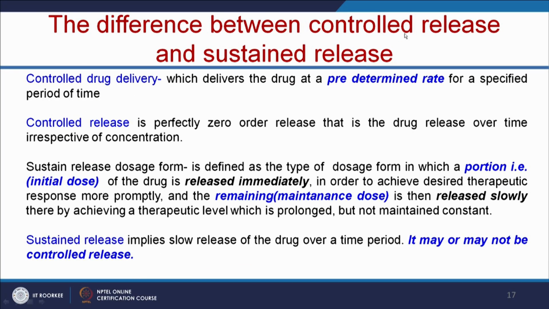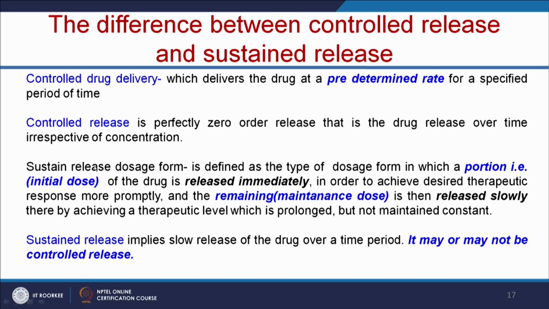So, let us see the difference between the control release and sustained release. Control delivery delivers the drug at a predetermined rate for a specified period of time, and the control release is perfectly zero order release. That means the drug release over time is irrespective of concentration. In case of sustained release, it is defined as the type of dosage form in which a portion of the drug, that is the initial dose of the drug, will be released immediately in order to achieve the desired therapeutic response more promptly.